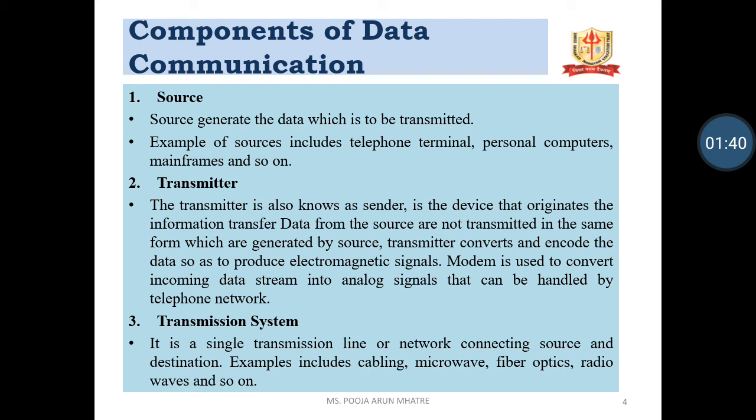The transmitter converts and encodes the data so as to produce electromagnetic signals. A modem is used to convert the incoming data stream into an analog signal that can be handled by the telephone network. The third one is the transmission system. It is a single transmission line or a network connecting source and destination.